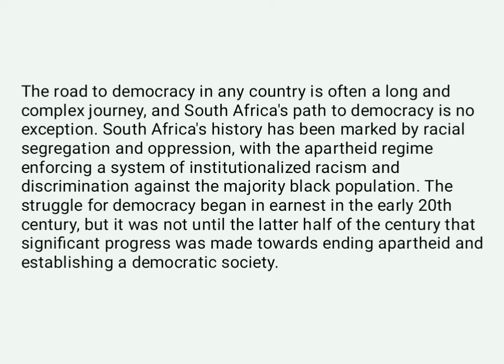So this is a grade 12 history essay. The road to democracy. The road to democracy in any country is often a long, complex journey, and South Africa's path to democracy is no exception. South Africa's history has been marked by racial segregation and oppression, with the apartheid regime enforcing a system of institutionalized racism and discrimination against the majority black population.